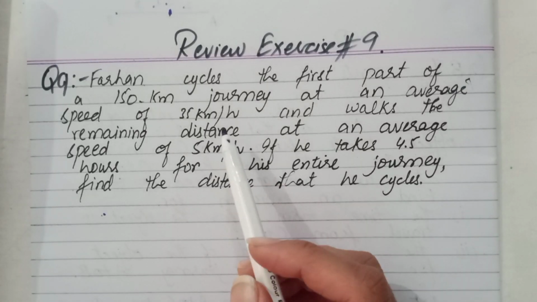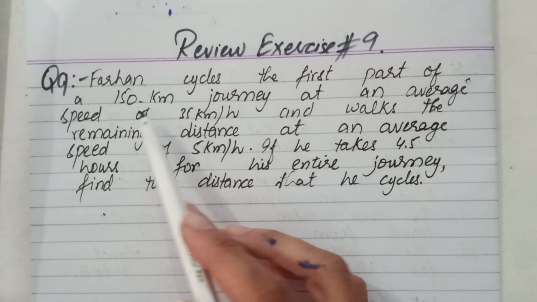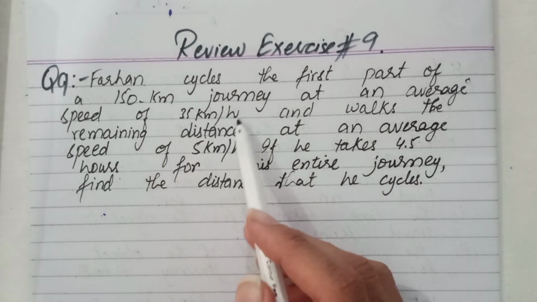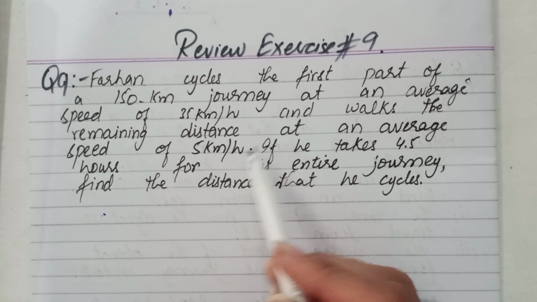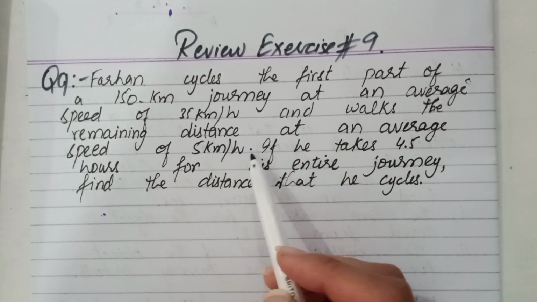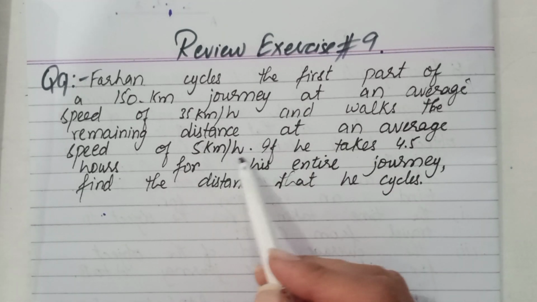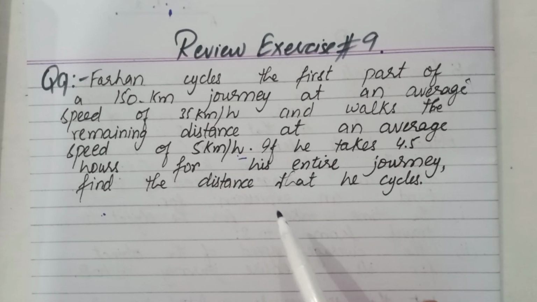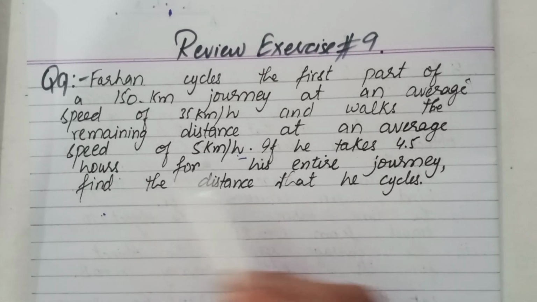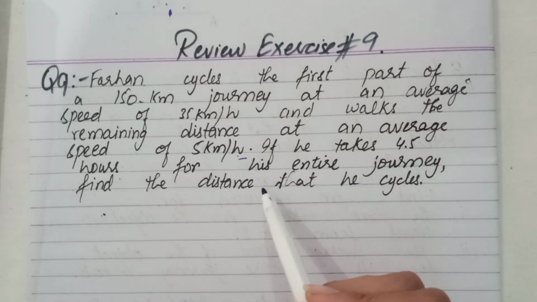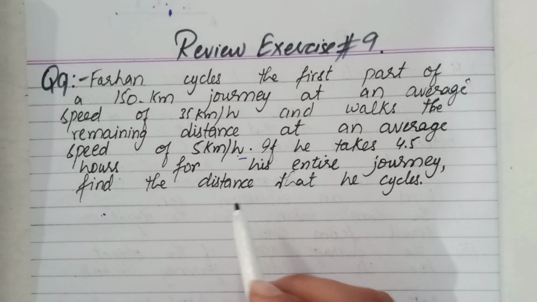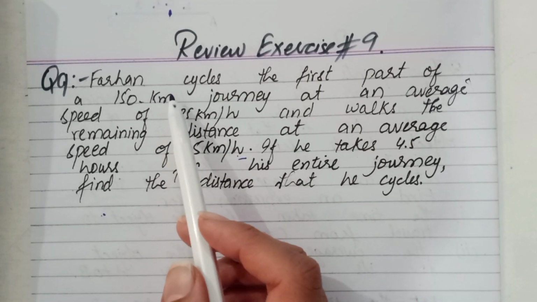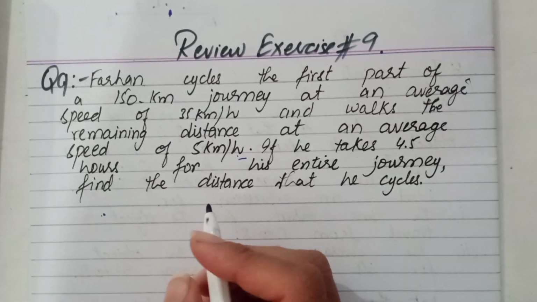Now students, the situation is that Farhan's journey is 150 kilometer and its average speed is given, 35 kilometer per hour, and he walks the remaining distance at an average speed, which is 5 kilometer per hour. The total time is given for the entire journey, but we have to find the distance only for the first part which he cycles.